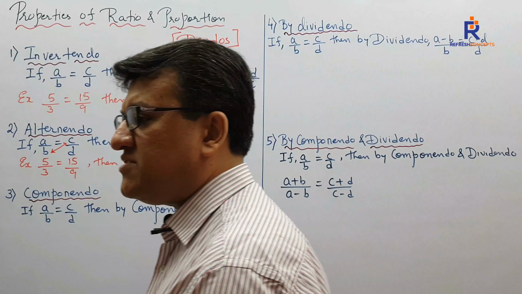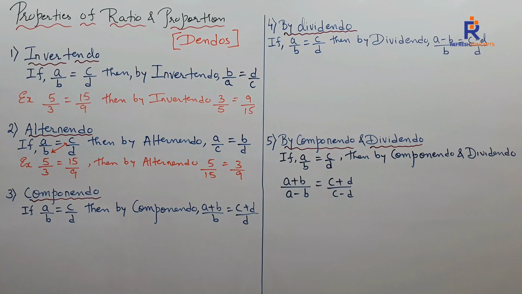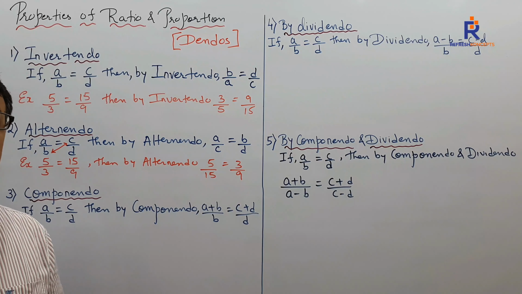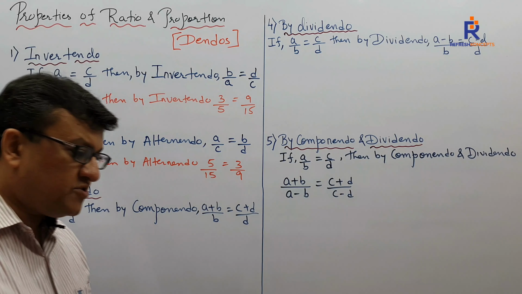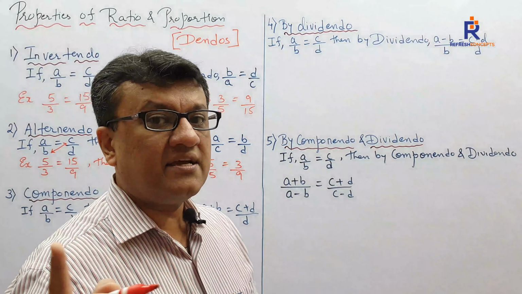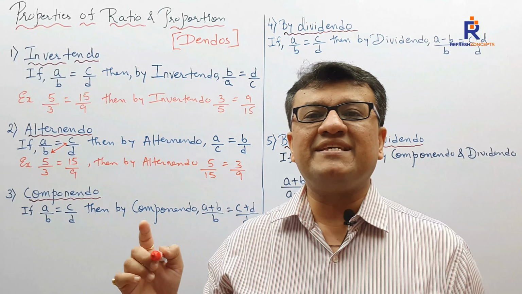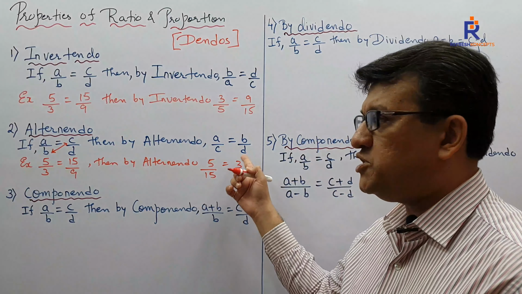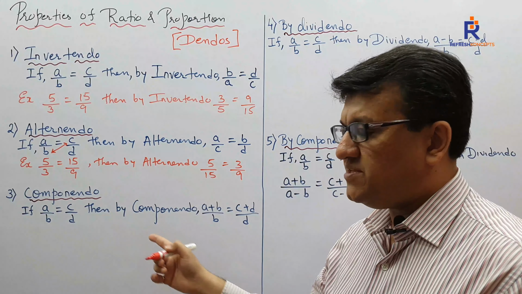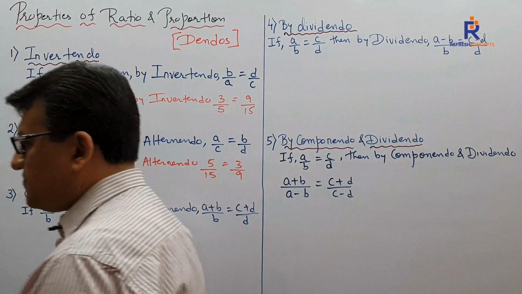Two. What is the first one? Invertendo. If A by B is equal to C by D, then by invertendo, it's B by A is equal to D by C. Alternando. If A by B is equal to C by D, then by applying alternando, it is A by C is equal to B by D. Right, children? Now comes the third one, componendo.